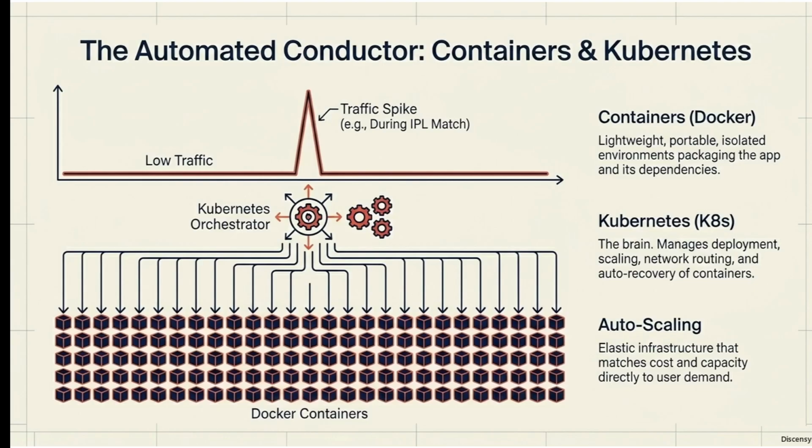The containers you might find here are lightweight, portable, isolated environments, packaging the app and its dependencies. Coming to Kubernetes, that is K8s, the brain manages deployment, scaling, network routing, and auto recovery of containers. Coming to auto scaling, it is elastic infrastructure that matches cost and capacity directly to user demand. You can also try to understand through the image displayed here.